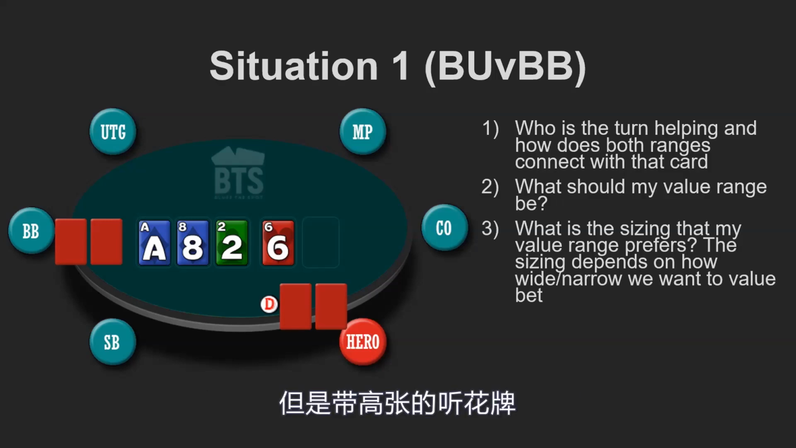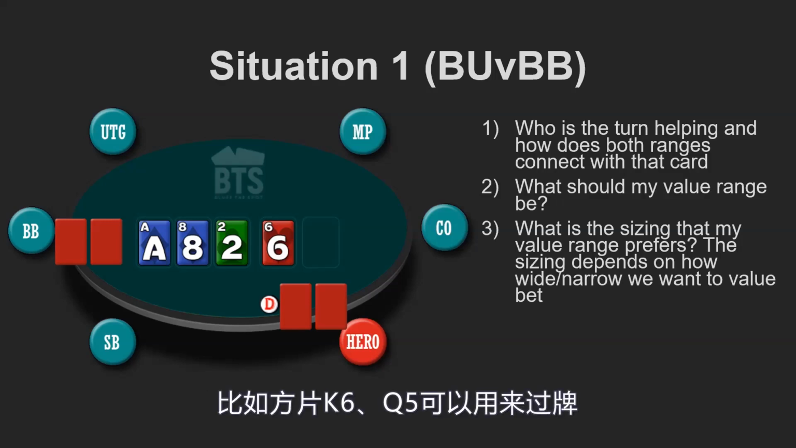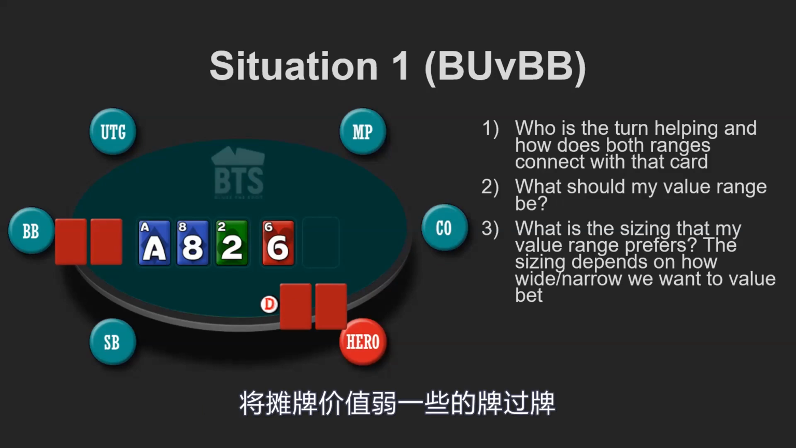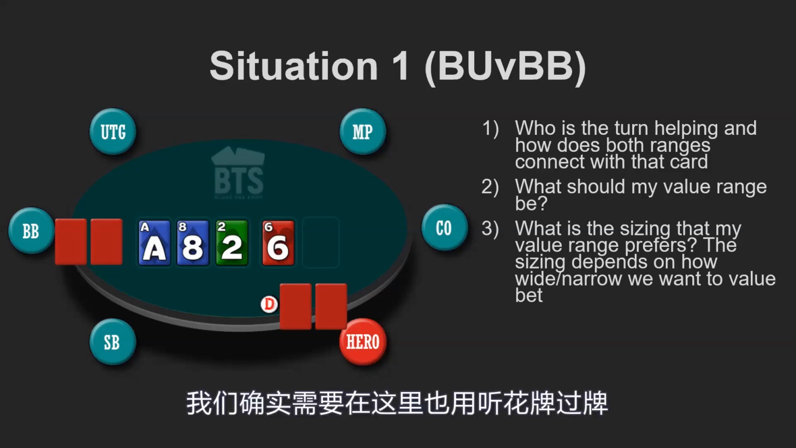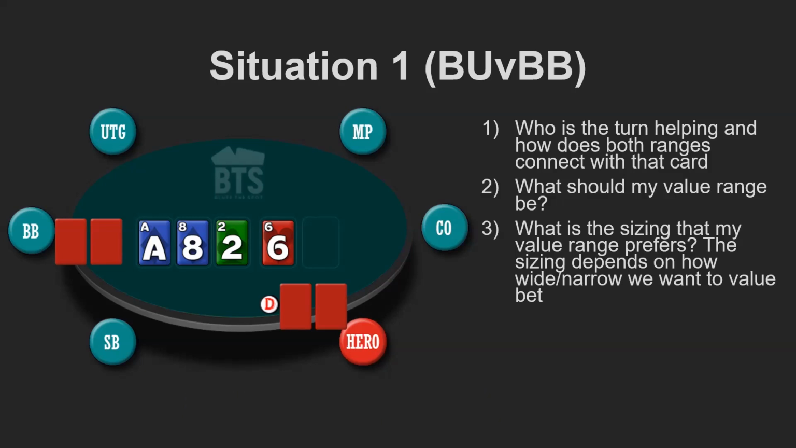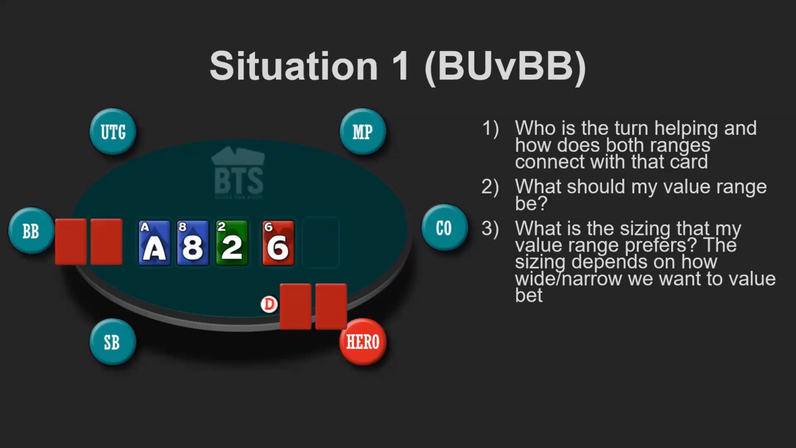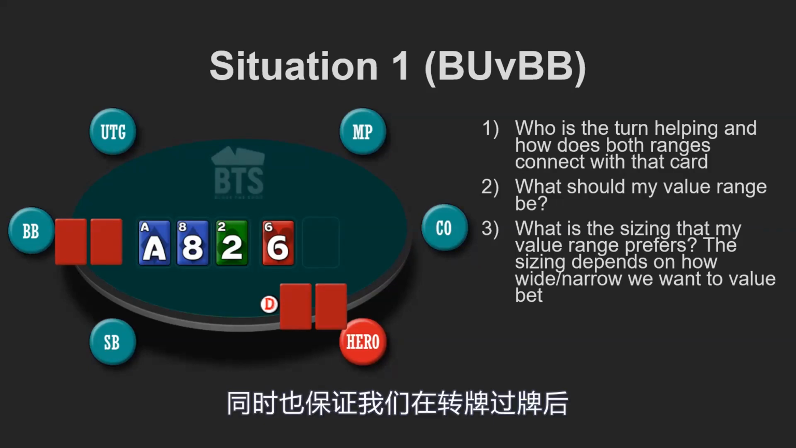But the better ones like king 6 or queen 5, we can start checking, and also some like king queen and king jack of diamonds, and then bet the lower showdown value ones. So we have to be checking some flush draws as well. And usually the really, really weak flush draws we can start checking, because those are pretty nice check backs. Then we can bluff rivers with them, and we can still have some flushes when the river completes the flush.